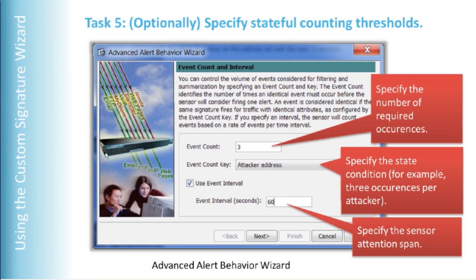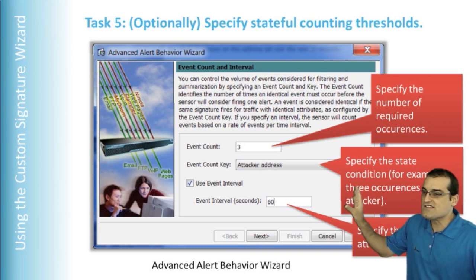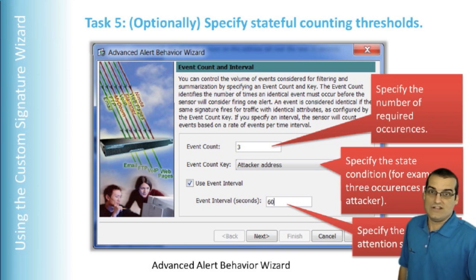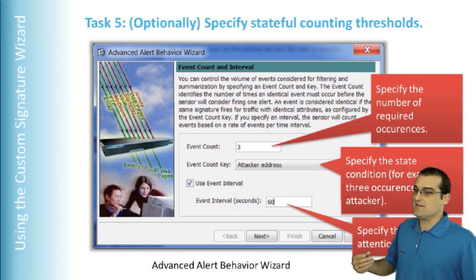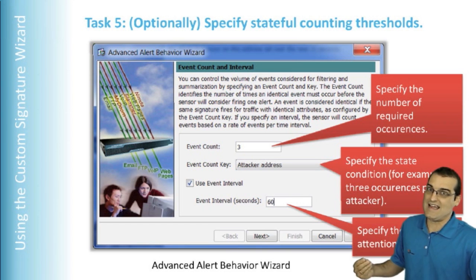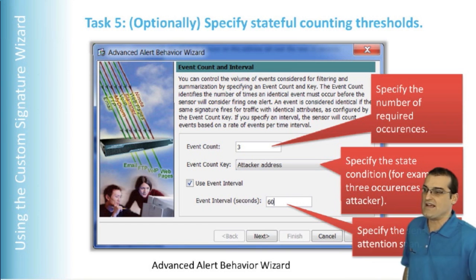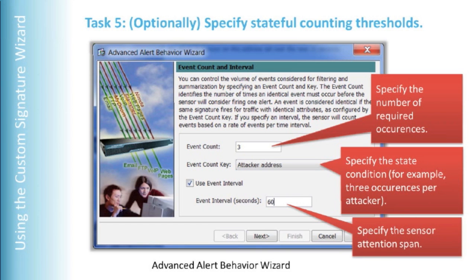So notice in this particular case, the advanced options were absolutely critical for us. Yeah, we had to come all the way to this step in the wizard because we said it's not an attack unless it's happening so many times in a particular period. Here we base that event count key on an attacker address, and we use our 60-second interval.